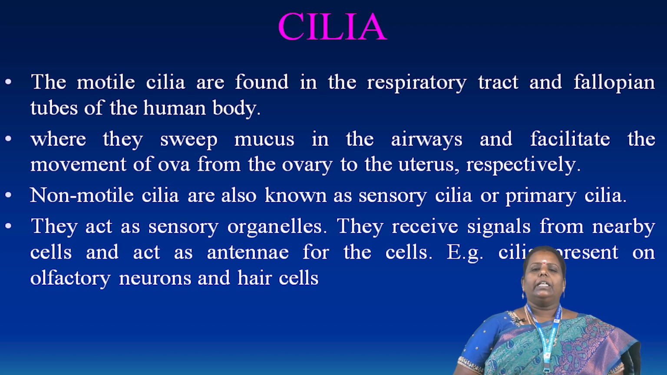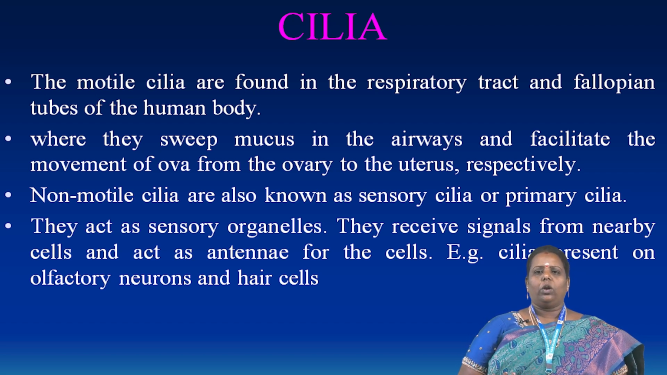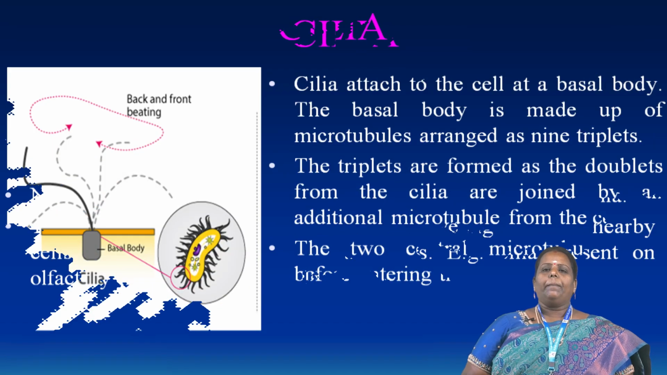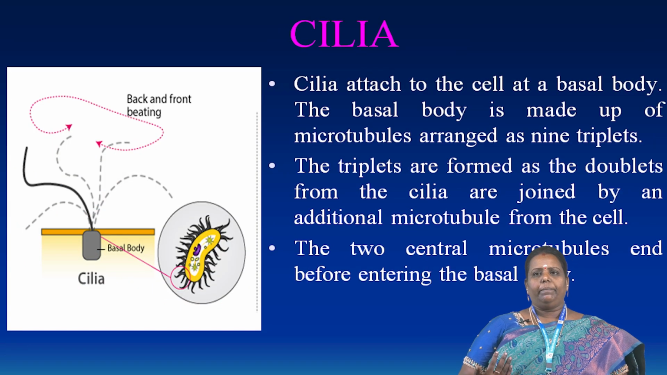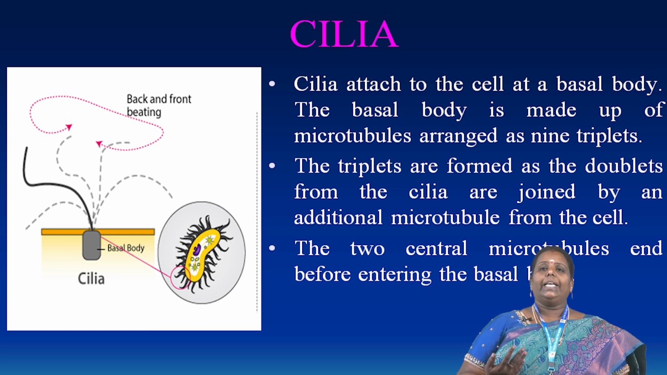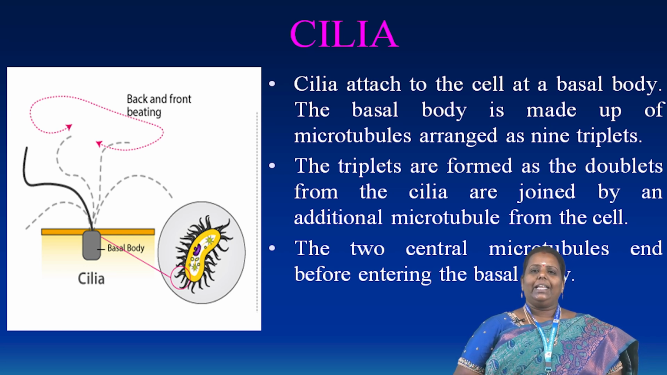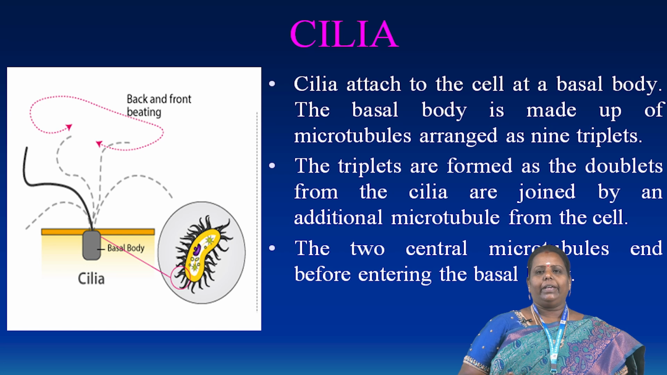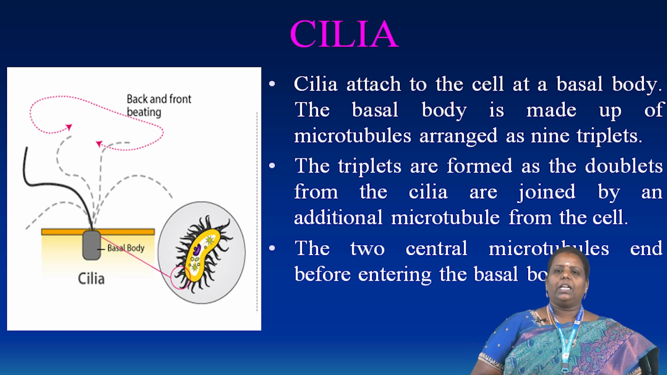For example, the cilia is present in the olfactory neuron and the hair cells also. Olfactory neurons, the olfactory cells, also have that one. This picture shows the cilia basal body. Cilia can be seen microscopically, and we can see this structure of cilia under the electron microscope.